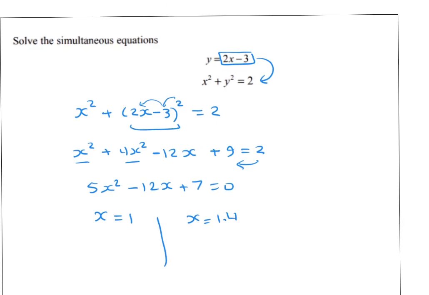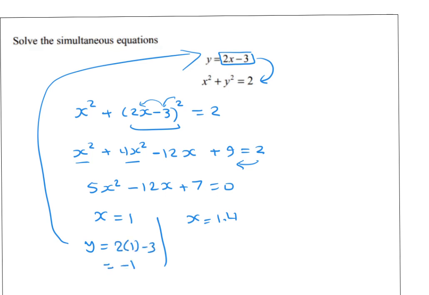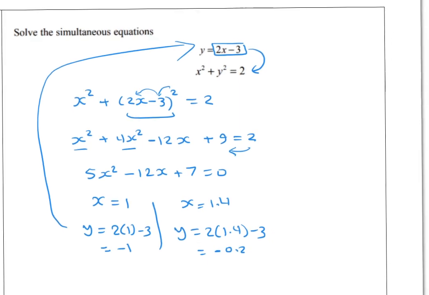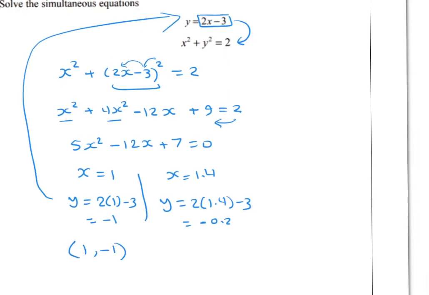After you find x, you can substitute to find y. So y equals 2 times 1 minus 3, so negative 1. Same for the other value: y equals 2 times 1.4 minus 3, so negative 0.2. So the two points: 1 and negative 1, and the second point 1.4 and negative 0.2.